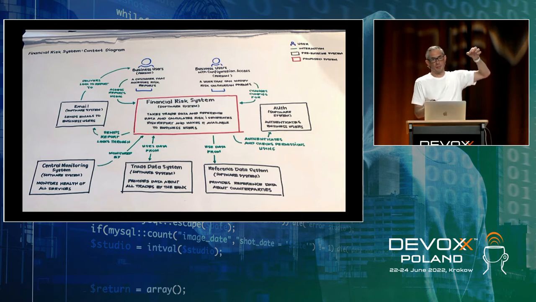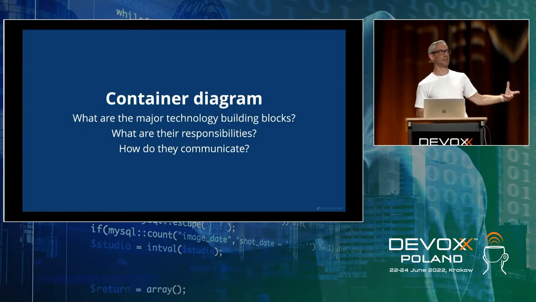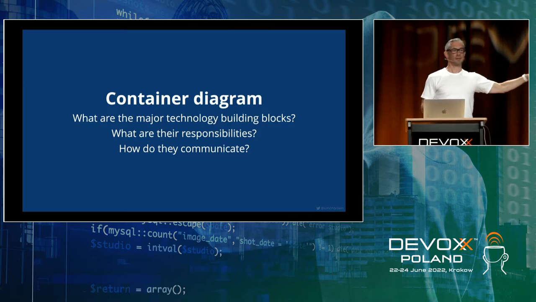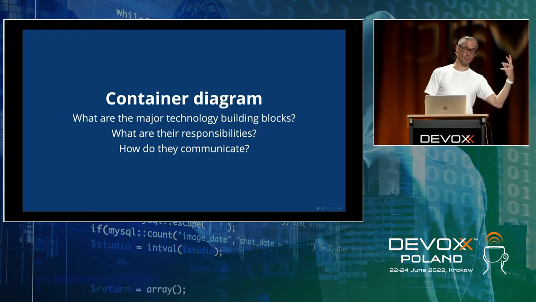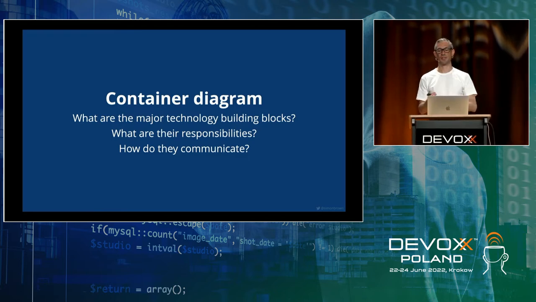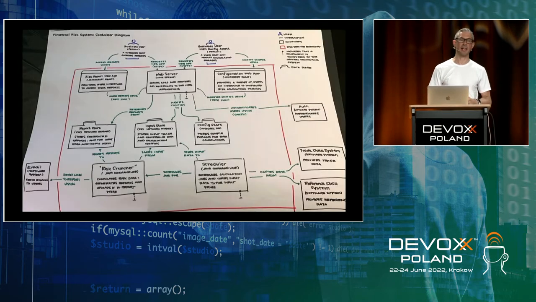Now what we do is we take that red box in the middle and we pinch to zoom in and we can drop down to level 2 of the C4 model. And this is what's called a container diagram. Not Docker, forget Docker. I came up with the name first, totally irrelevant, of course. By container, I basically mean application or data store. So in order to draw a container diagram, we're asking this set of questions. What are the major technology building blocks? What are their responsibilities and how do they communicate? Answer these questions and you can craft up something like this. So now we've zoomed into the boundary of that red box in the previous picture.